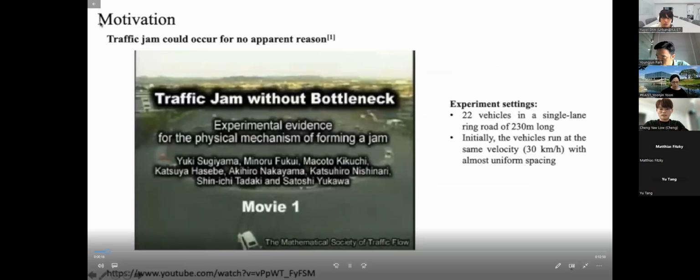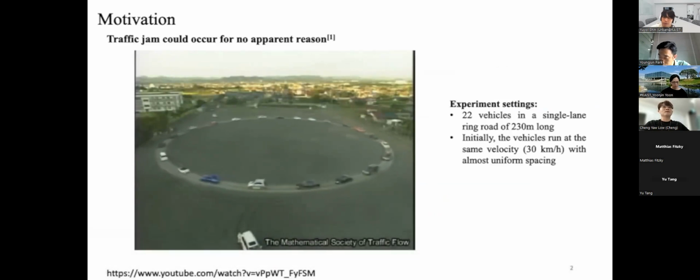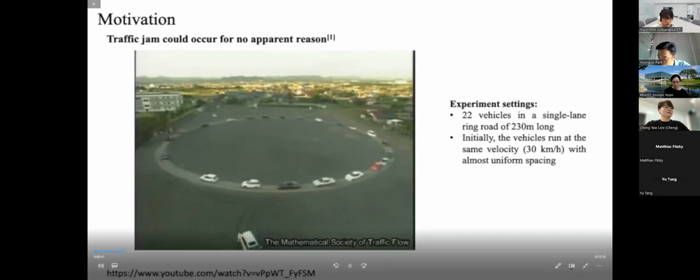In 2008, researchers from Japan reported the first experimental verification that a traffic jam can be generated in the absence of a bottleneck. They put 22 vehicles on a single-lane railroad 230 meters long. Drivers are told to keep the same velocity, follow the preceding vehicle, and avoid collision. At the very beginning, vehicles can run smoothly.